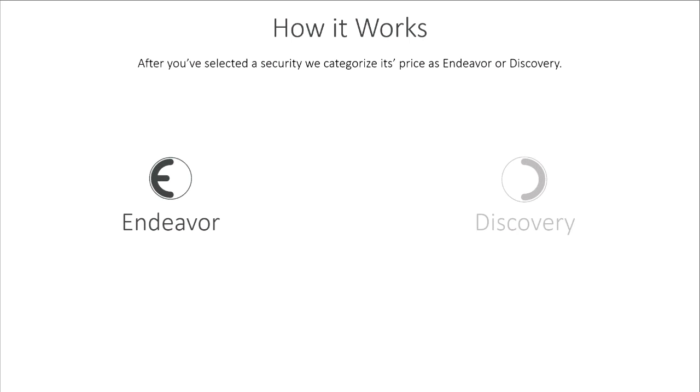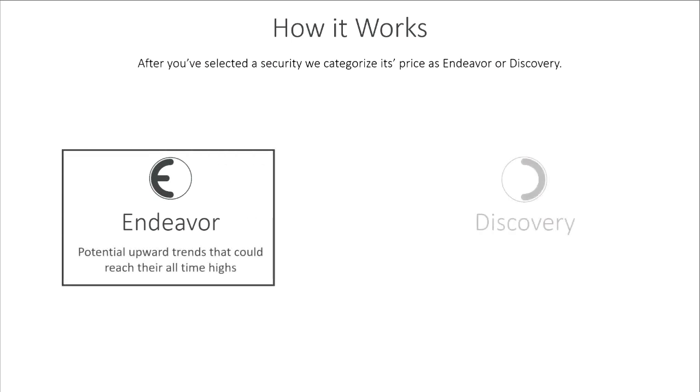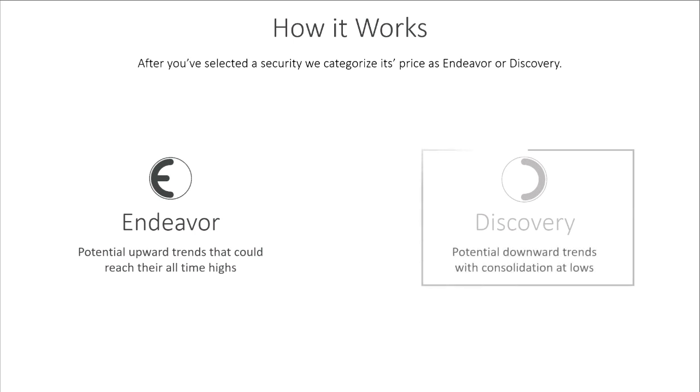Now, to do this, you may ask, well, how does this all work? Well, after you select a security, we categorize its price as Endeavor or Discovery. Now, Endeavor is potential upward trends that could reach their all-time highs. Discovery is potential downward trends with consolidation at their lows.